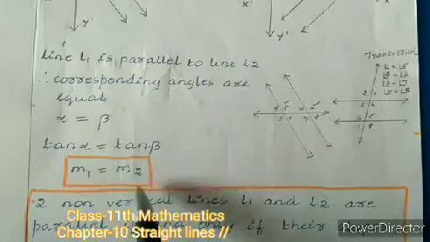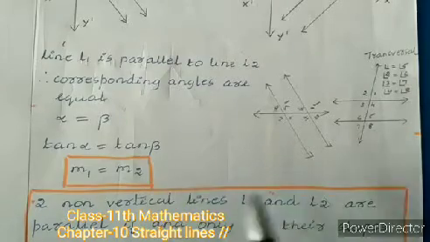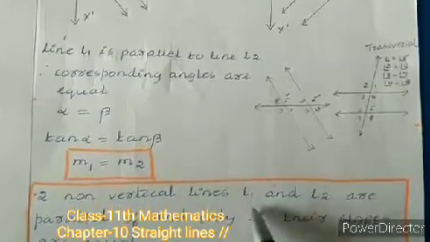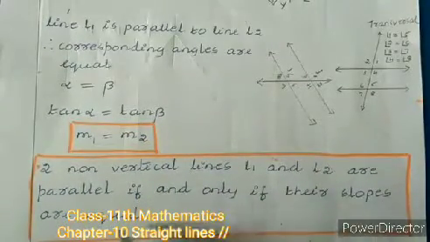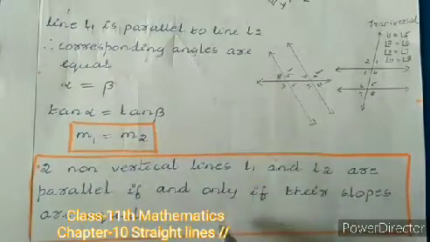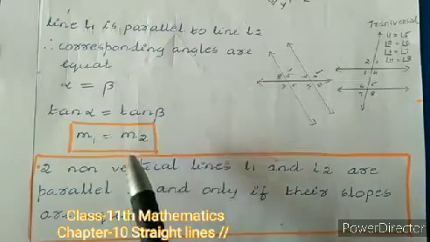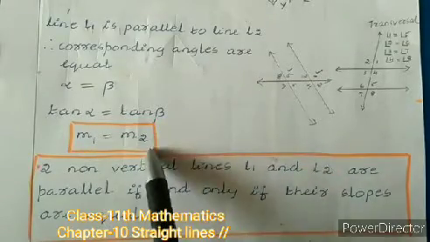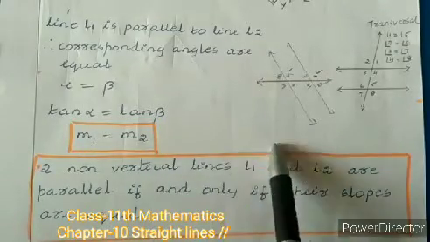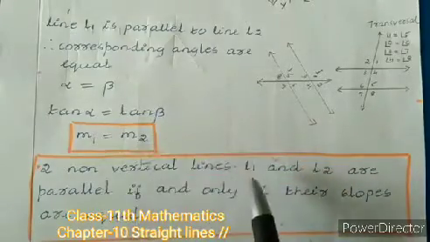So the slope of the first line is equal to the slope of the second line. That is, two non-vertical lines L1 and L2 are parallel if and only if their slopes are equal. So this is the condition for the parallelism of lines. We can say this vice versa also. If the slopes are equal, then we can say that the lines are parallel, or if the lines are parallel, then we can say that the slopes are equal.